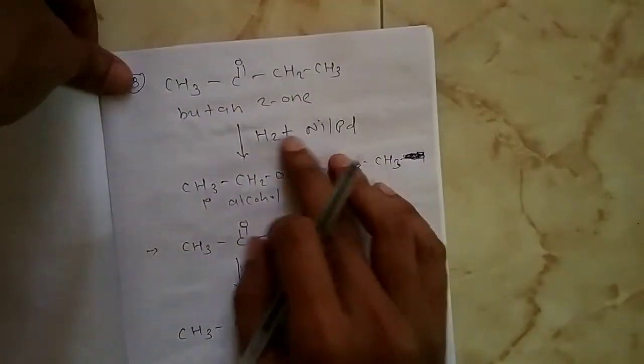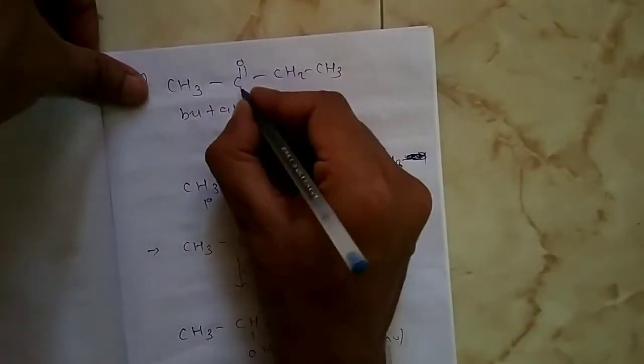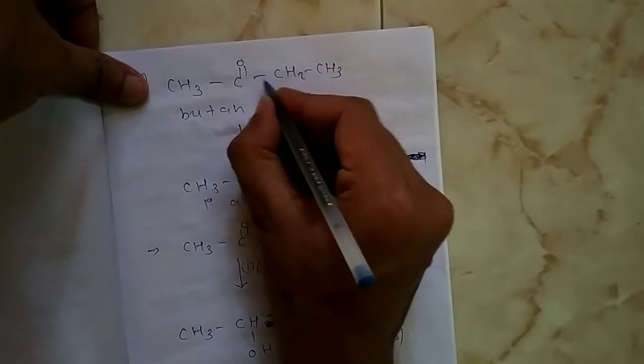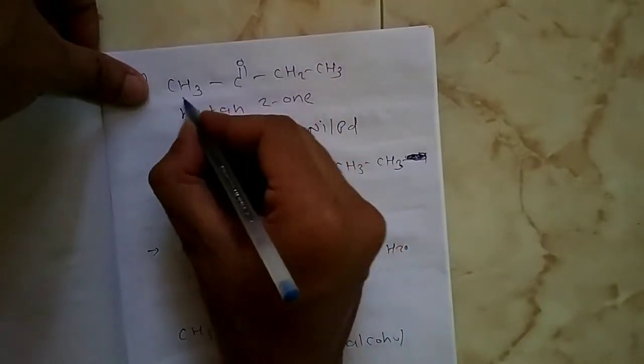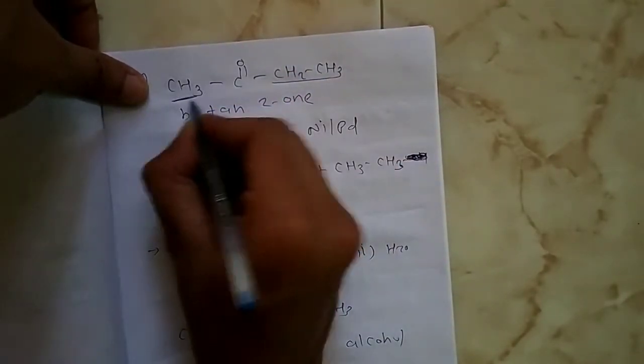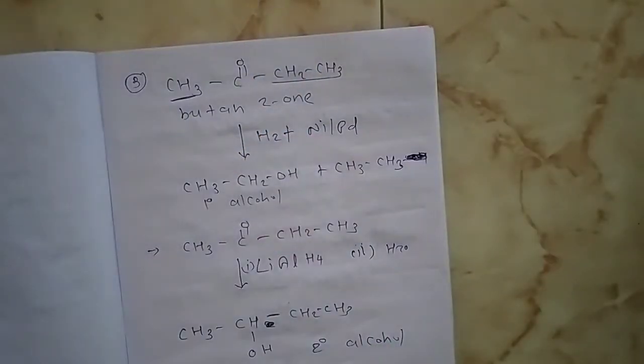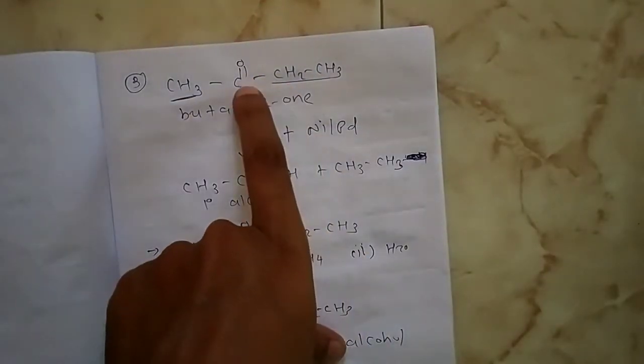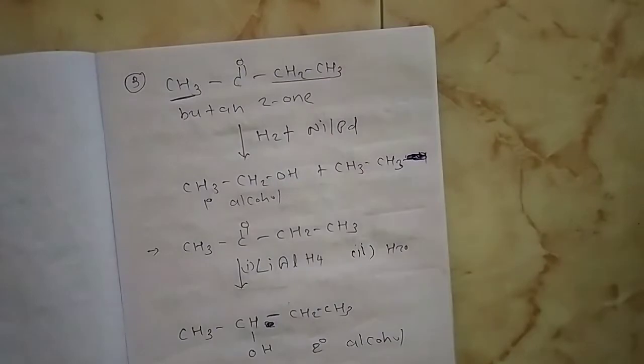Now let's take the ketone group. It is C double bond O. Oxygen is not there, a second oxygen is not there. Directly the alkyl group is here. You can see, in the ester group 2 oxygens were there. In the ketone group, only 1 oxygen is there.